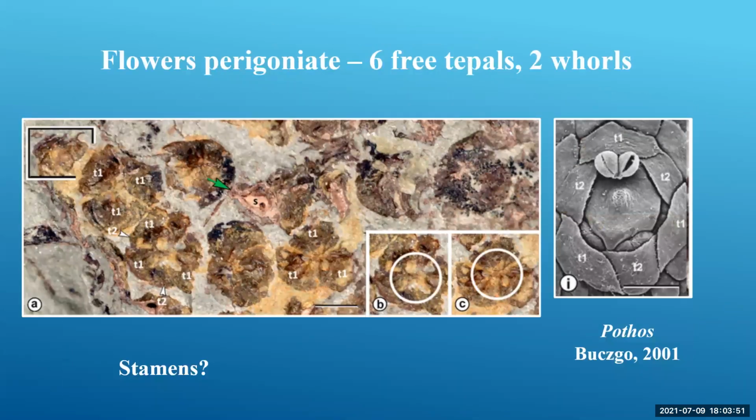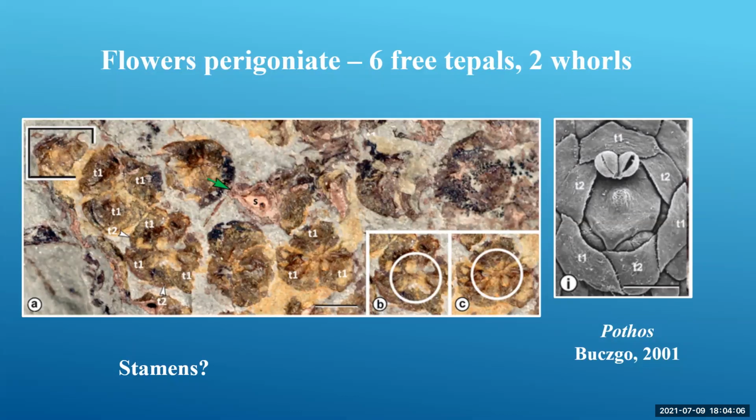Now, did these flowers have stamens or not? Are they bisexual or not? We have the seeds, but do we have the pollen? We have no pollen preserved, but there is some indication that we might have stamens. So we believe they're bisexual for a couple of reasons.